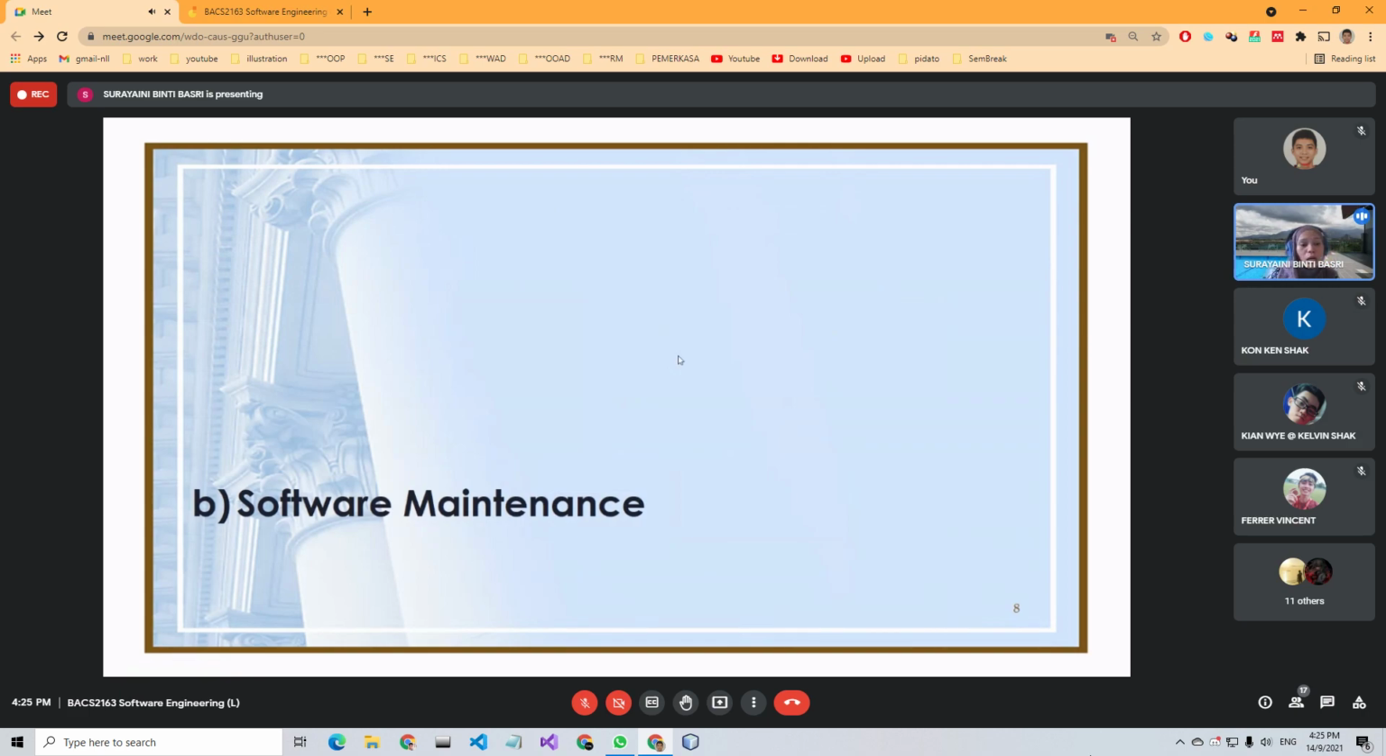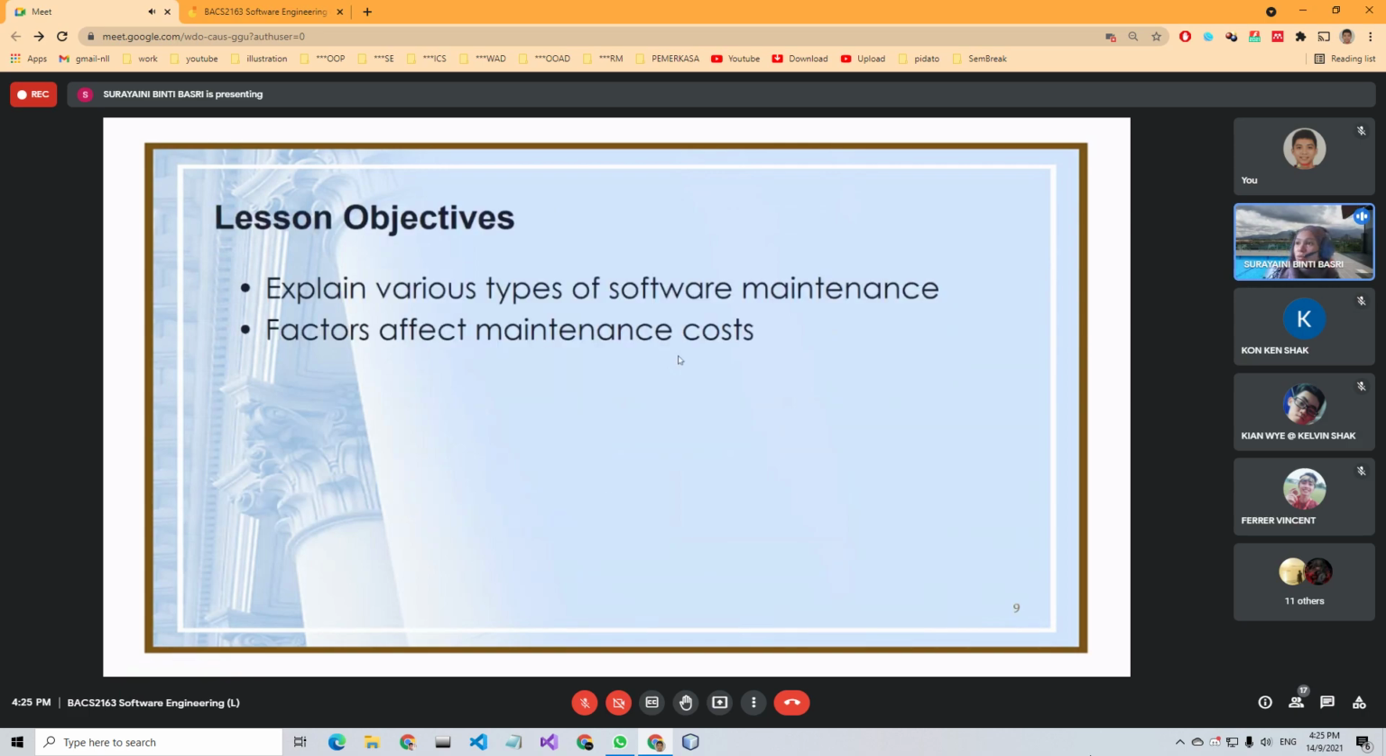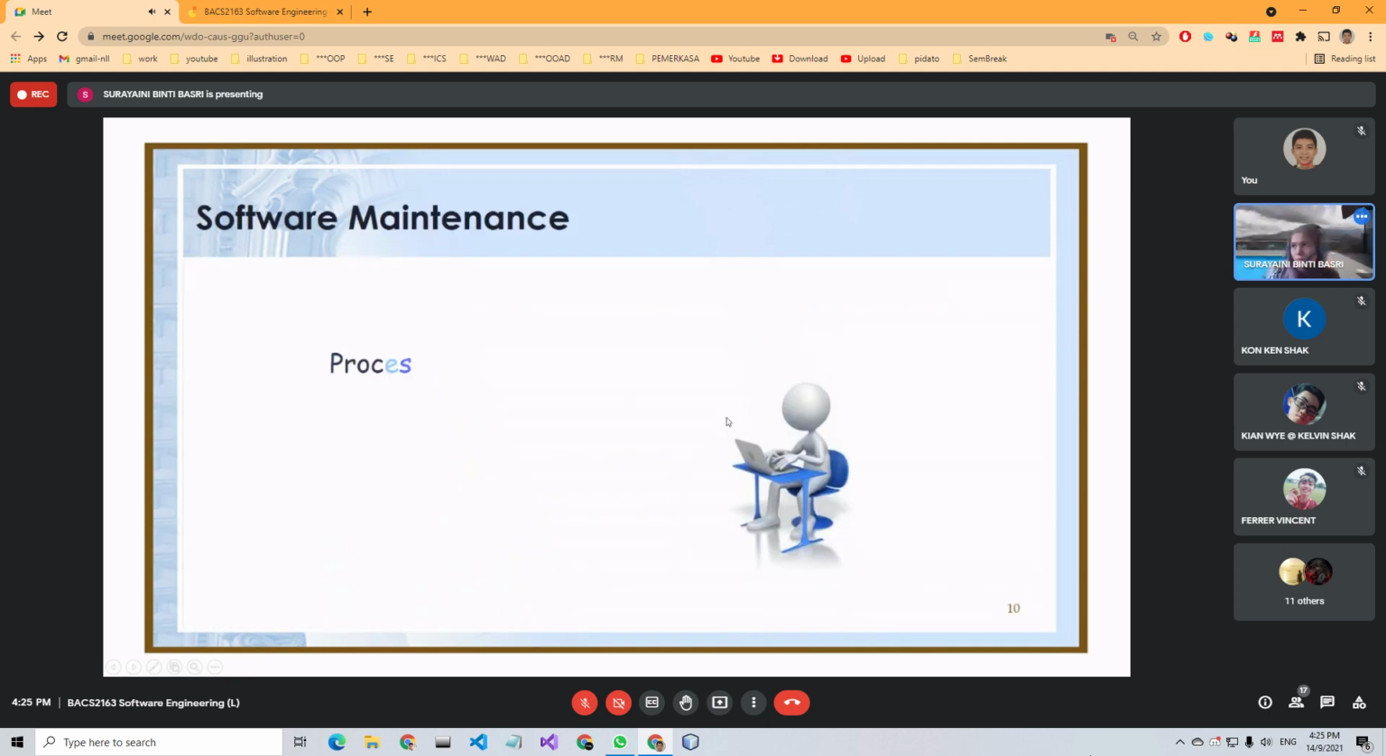Okay, so software maintenance. We proceed to software maintenance. Software maintenance is also one of the processes in software evolution. In this subtopic, we will learn about the types of software maintenance and the factors that will affect the maintenance cost. I'm sure the SF students may still remember this.